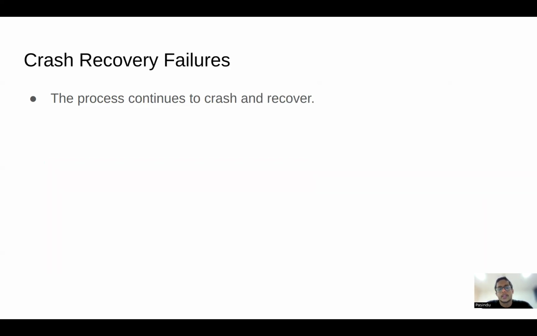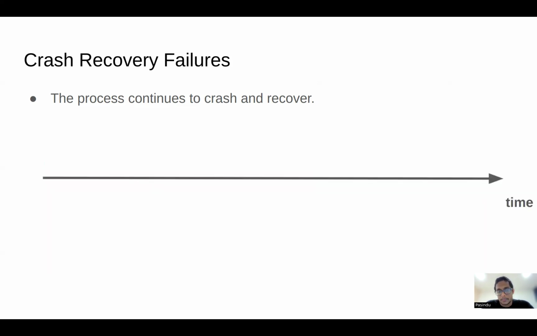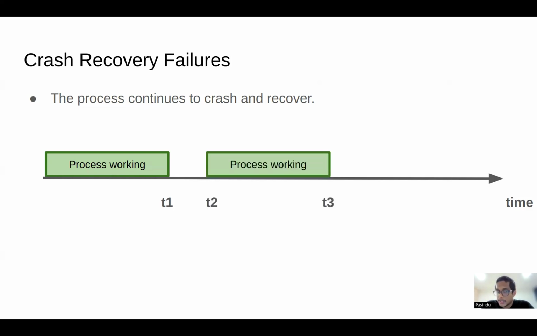The second type of failures are called crash recovery failures, and in this type of failures, the process continues to crash and recover. To illustrate, assume there's a process that until time t1 works perfectly, meaning the process executes a set of algorithmic steps that it's supposed to execute. However, at time t1, it crashes, and until time t2, it doesn't execute any algorithmic step. At time t2, it recovers, and it starts to execute the algorithmic steps. However, at time t3, it crashes again, and at time t4, it recovers. So this can go forever with the process crashing and recovering. And these types of failures where a process can crash and then later recover are called crash recovery failures.